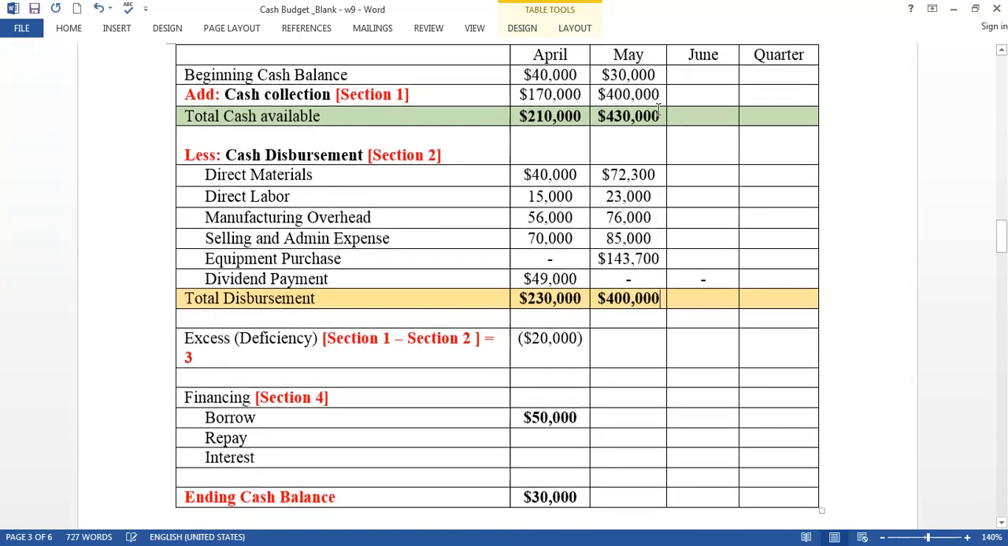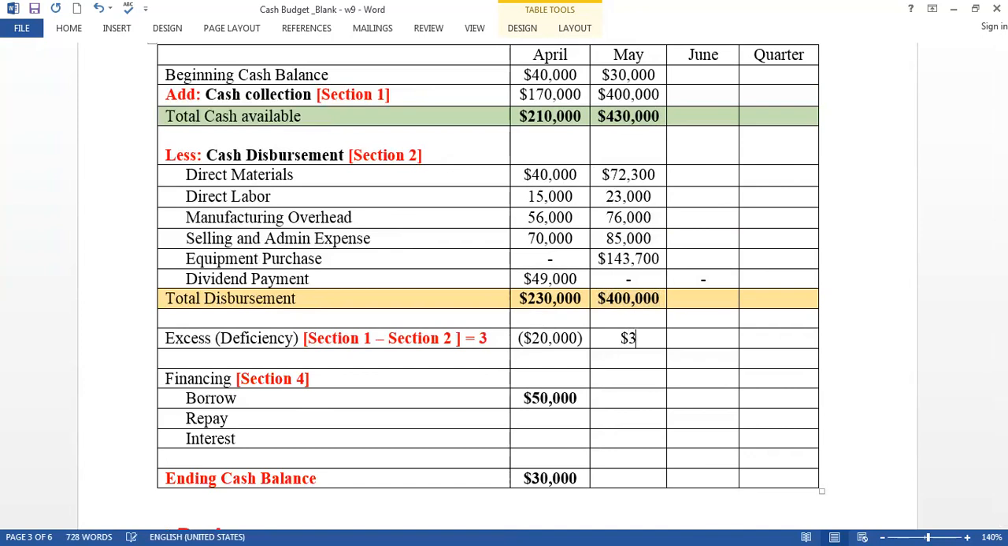Now it is good news. Why? Because your cash collection is $430,000, but your cash payment is $400,000. So it is good news, right? The good news says that means you have excess cash. You have excess cash of $30,000.